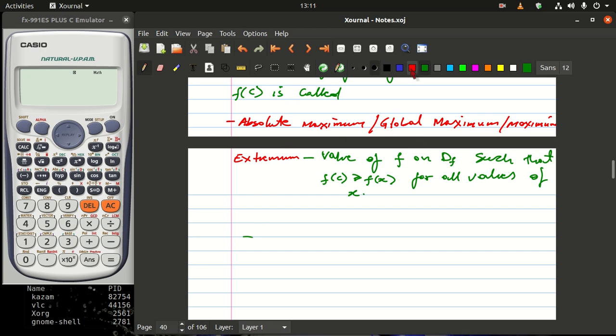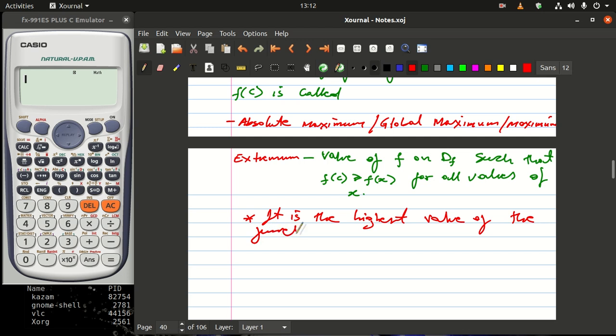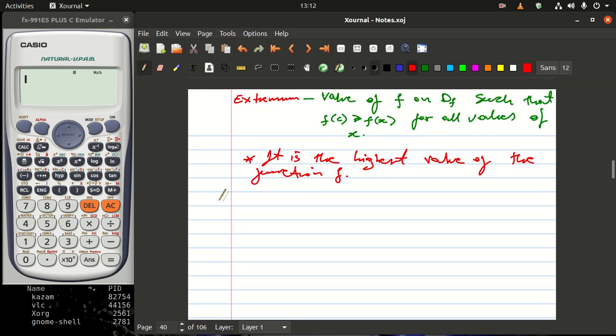And then let me write what I'm saying here so that at least you can actually get it. It is the highest or largest value of the function f. So that is what an absolute maximum or a global maximum is. The highest value this function can actually have.